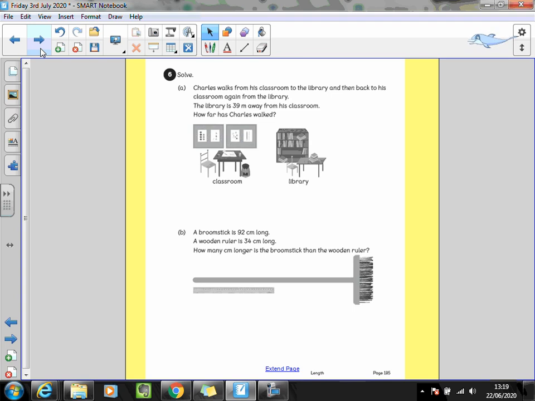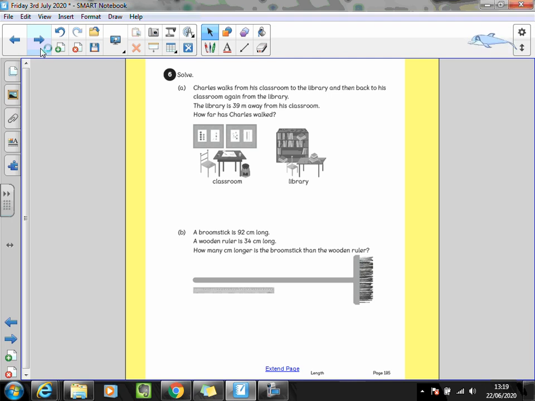Question 6. Some word problems for you. So question A. Charles walks from his classroom to the library and then back to his classroom again from the library. The library is 39 metres away from his classroom. How far in total has Charles walked? I'm going to take the picture if you need to there. Write down how you're going to solve this and show us your methods.